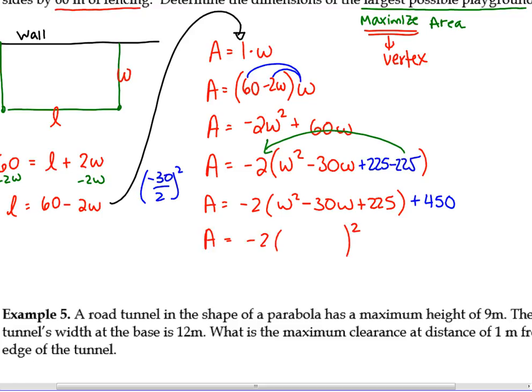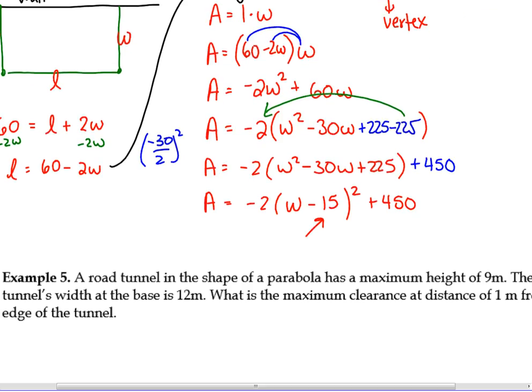becomes w minus what? 15 plus 450. So what did the 15 represent? The width. What does the 450 represent? Specifically, what part of the area? Yeah? There's multiple areas that are possible. Which area is this one? The max area. So when the width is 15, the max area is 450.